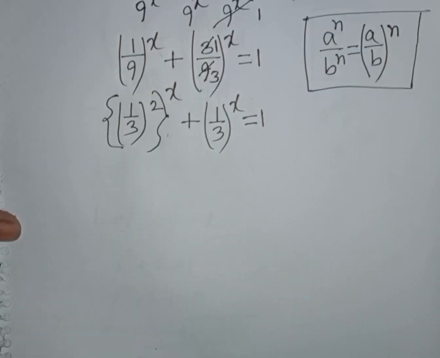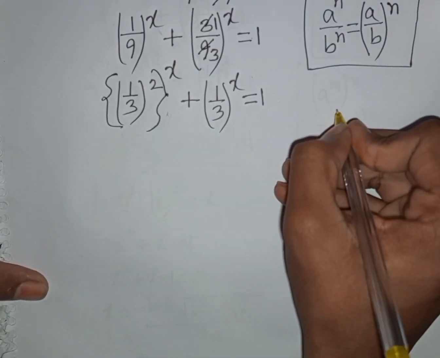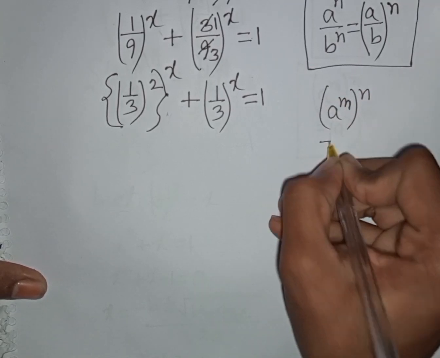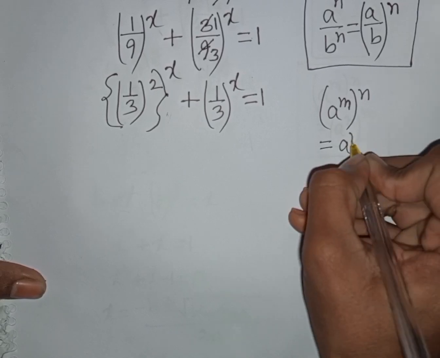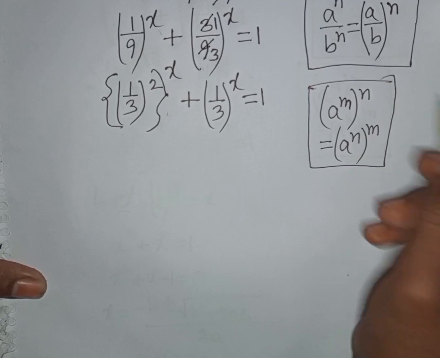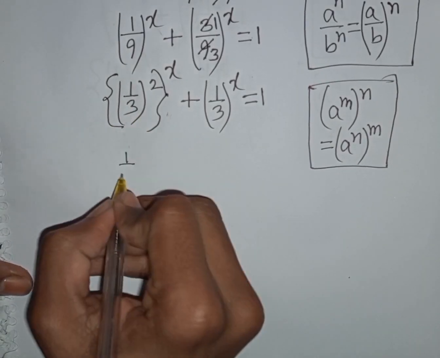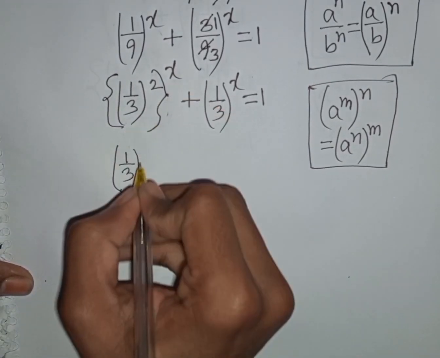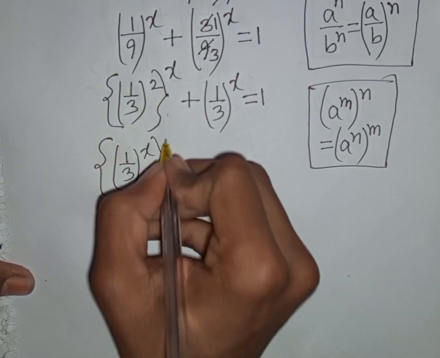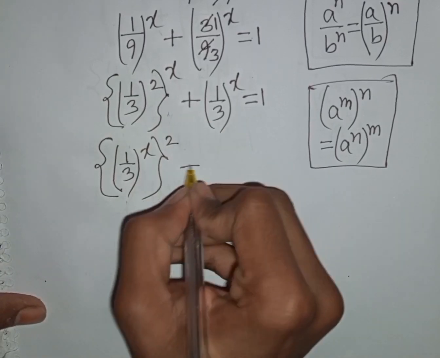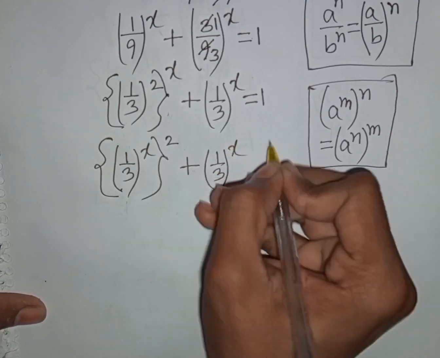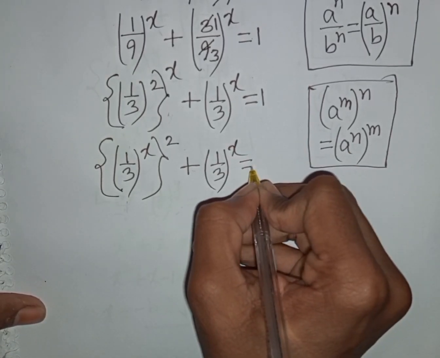Now here you can apply this exponential rule that a power m bracket power n is equal to a power n bracket power m. So according to this rule I can write here 1 by 3 bracket power x, then second bracket power of 2, then plus 1 by 3 bracket power x is equal to 1.